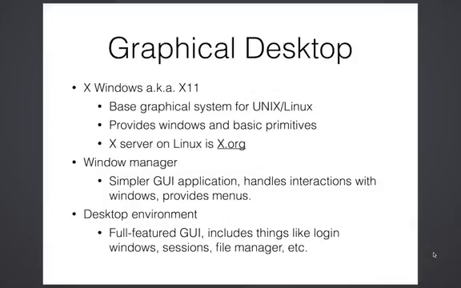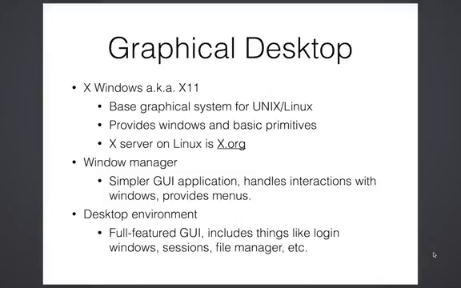Primarily, if you're using Linux or Unix on the desktop, it's going to be a graphical desktop, and at its base, it'll be running a system called X-Windows or X11. And that is the base graphical system for Unix and Linux. It provides all of the windows and basic primitives, but there are lots of other components on top of it that can determine what the actual look of your desktop is going to be. The chrome can be provided by a window manager or a desktop environment like KDE, GNOME or CDE, the Common Desktop Environment.